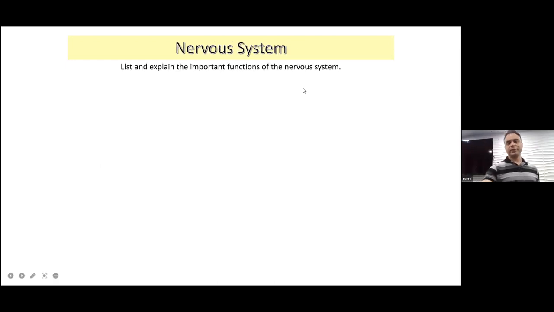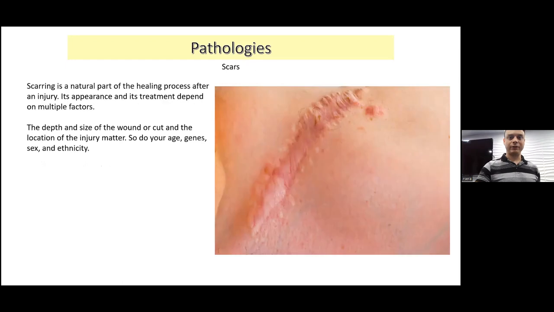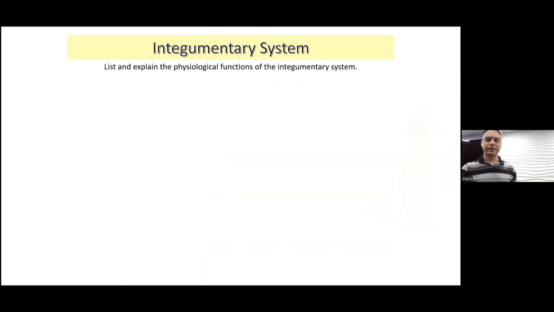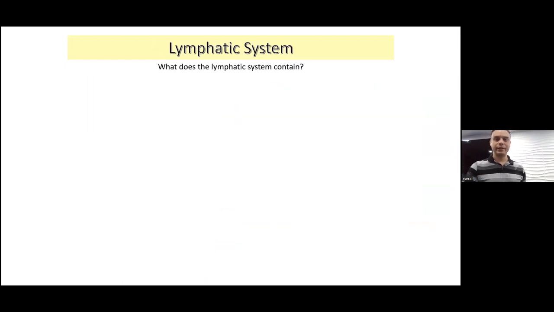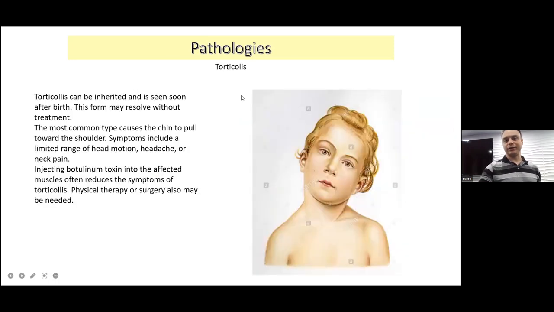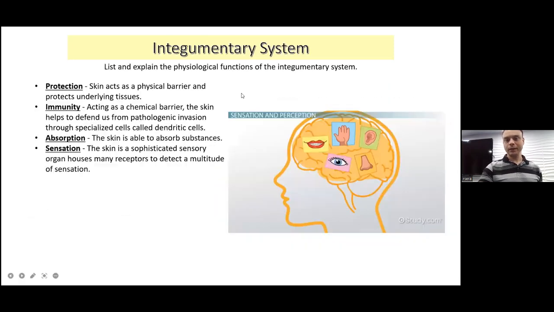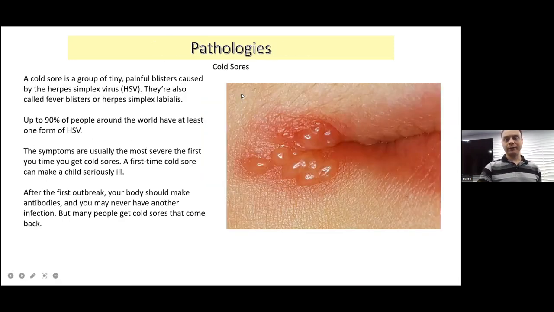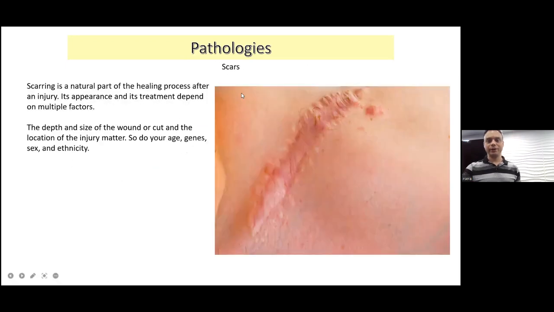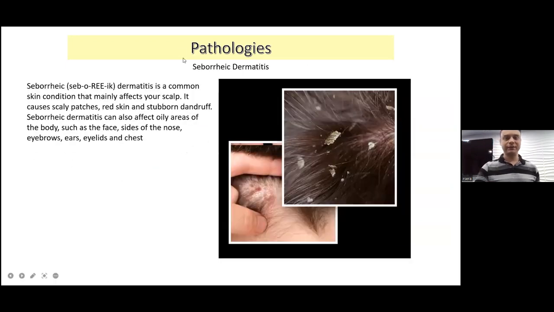Then we would get into the nervous system's pathologies, and we'll save that for next week. So I think that's a good stopping point. Just to recap, we went over the integumentary system's pathologies. We went over the lymphatic system's pathologies and function as well. Hopefully we were able to cover a lot and give you good information.